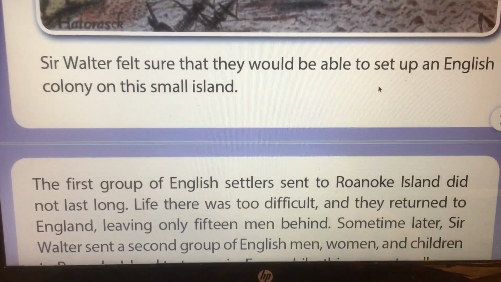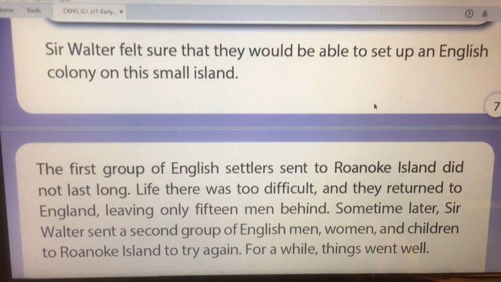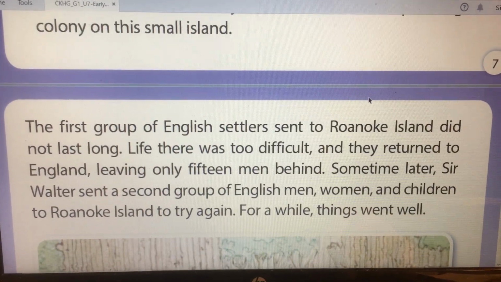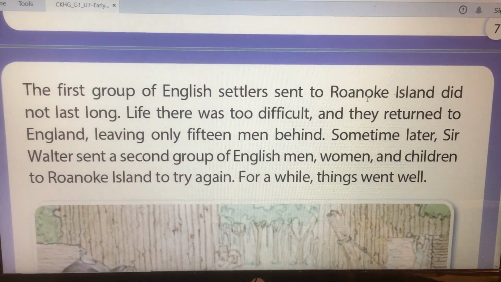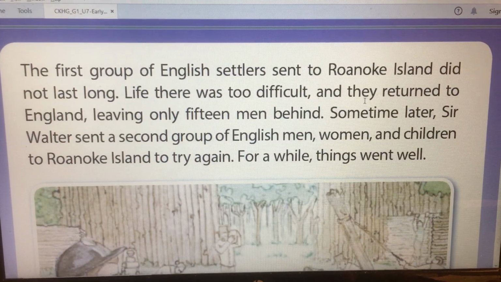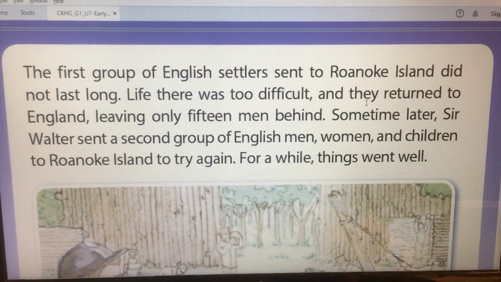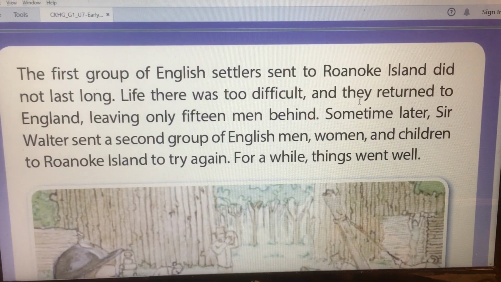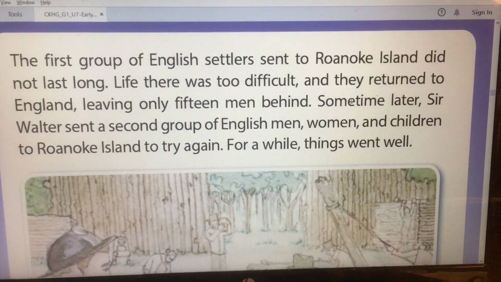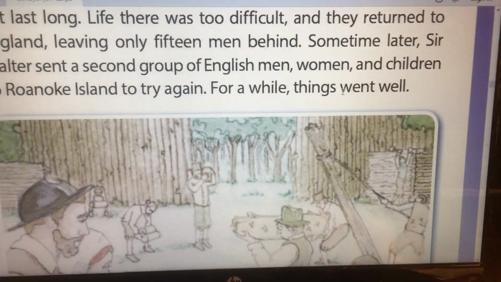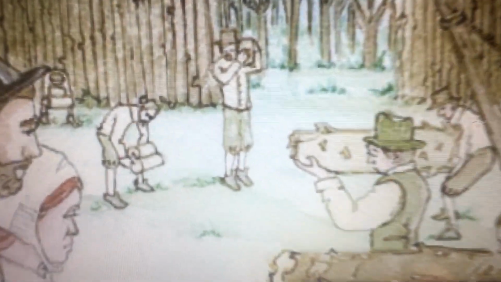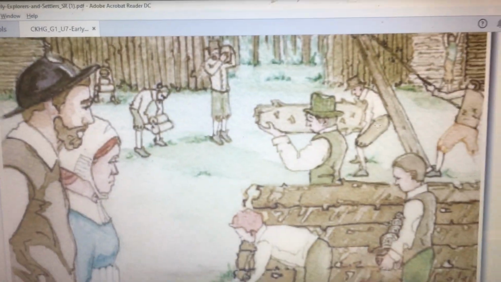The first group of English settlers sent to Roanoke Island did not last long. Life there was too difficult, and they returned to England or the United Kingdom, leaving only 15 men behind. Sometime later, Sir Walter sent a second group of English men, women, and children to Roanoke Island to try again. For a while, things went well. Here's a picture of their settlement.